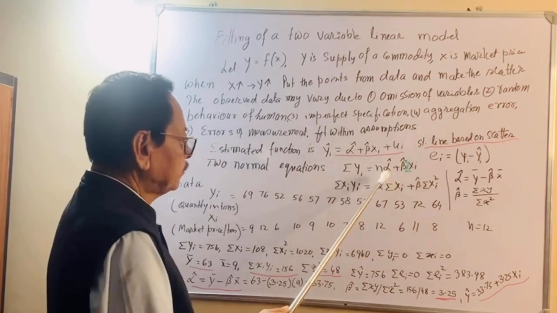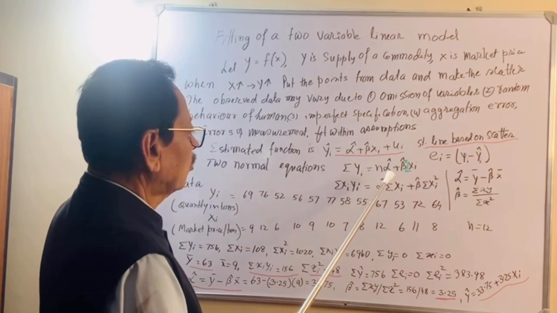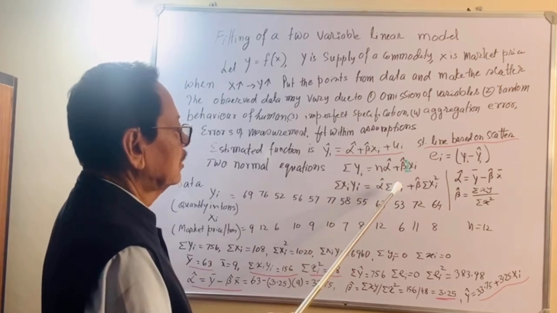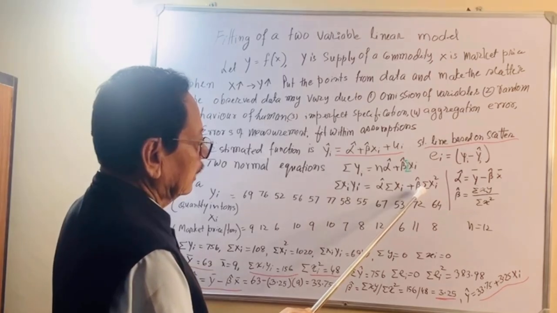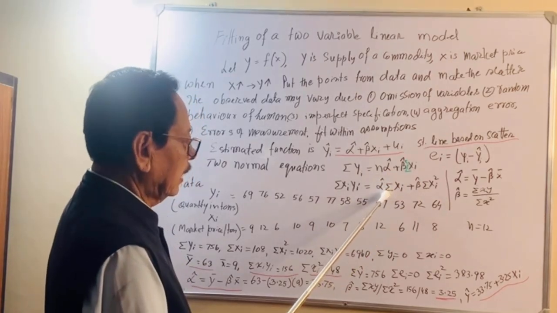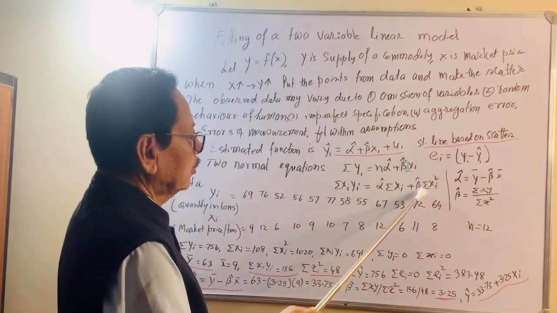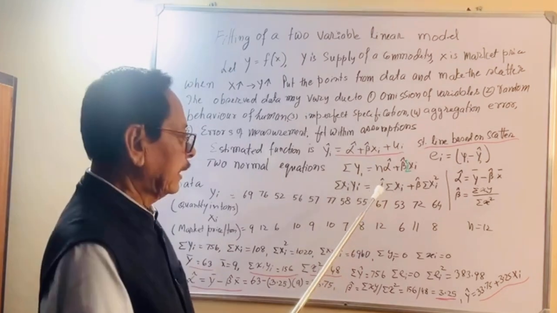Then similarly, we can put the value of alpha estimated in any one of the equations, or we can eliminate alpha and get the value of beta. And put the value of beta here, and we get alpha like that.